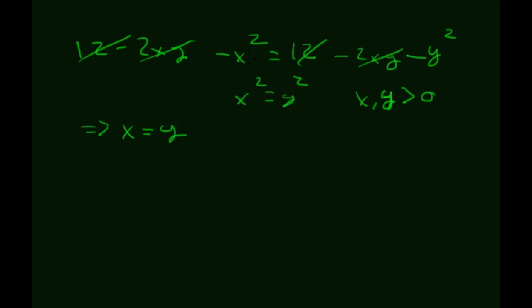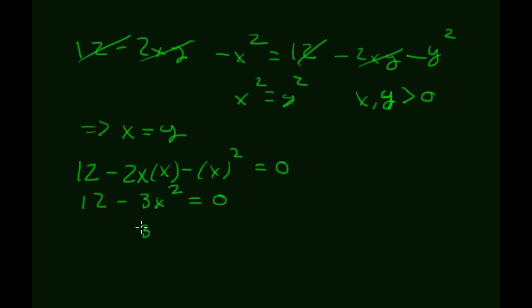So substitute this back in, right? So we can actually put the x into that y squared. 12 minus 2x times x minus x squared has to equal 0, right? So 12 minus 3x squared is 0, right? Which means 3x squared is equal to 12, which means x squared is equal to 4. X has to be positive, so x is 2, which also implies that y is 2.